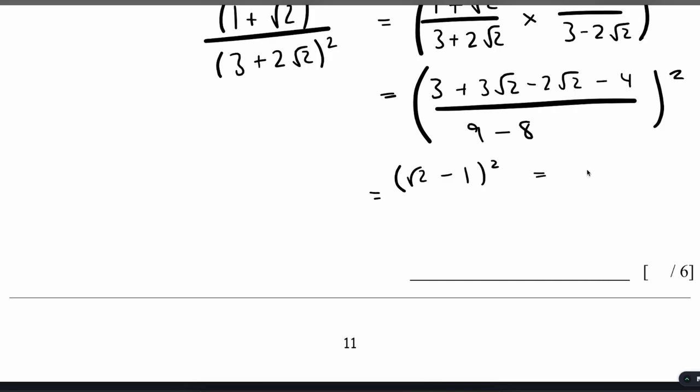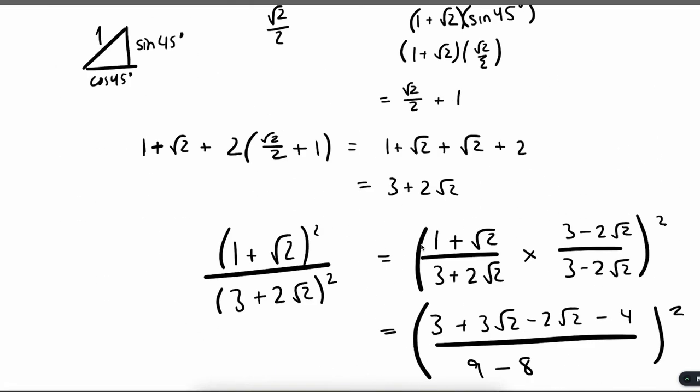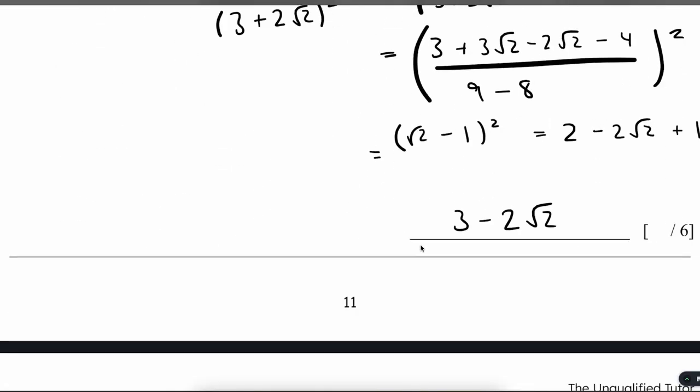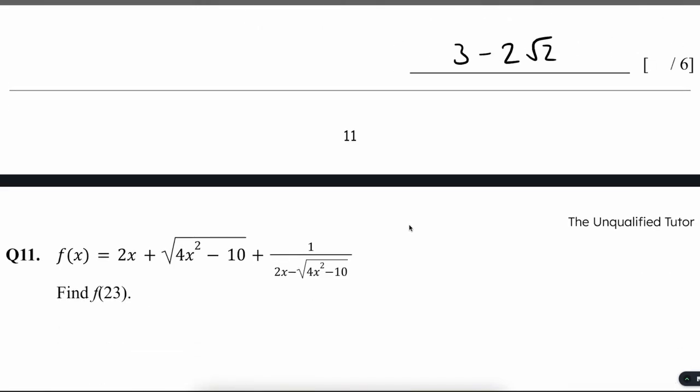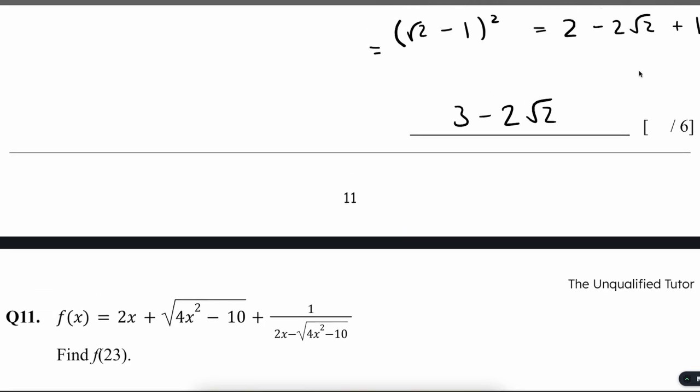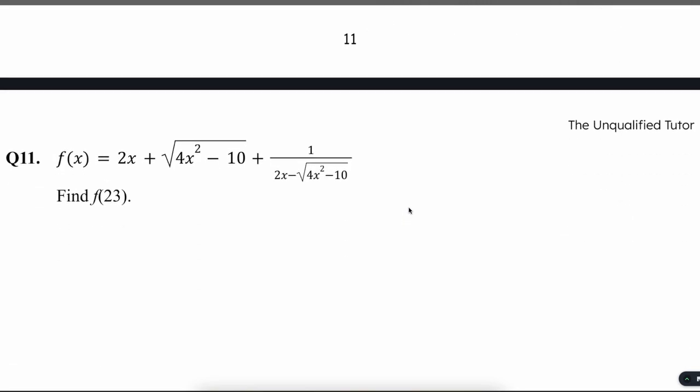And that is equal to 2, and then minus 2 root 2 plus 1, which is equal to 3 minus 2 root 2. So the fraction of the shape that is shaded is actually 3 minus 2 root 2. A little bit of a weird fraction, but if you really want, you can do 3 minus 2 root 2 over 1. Okay, question 11.